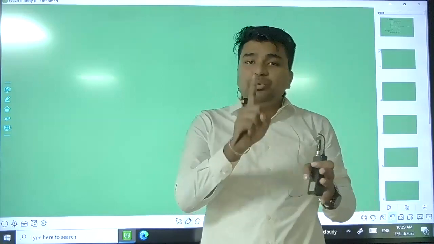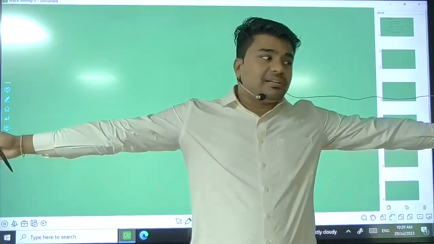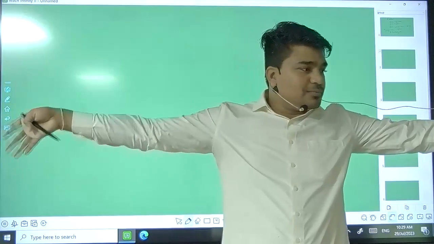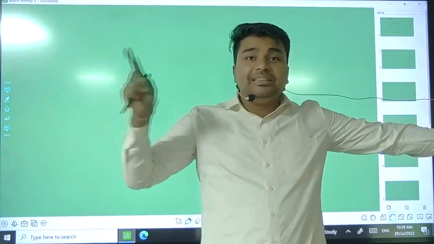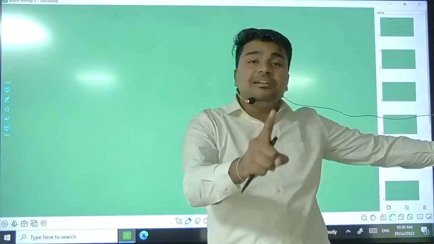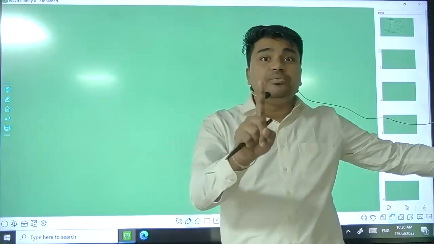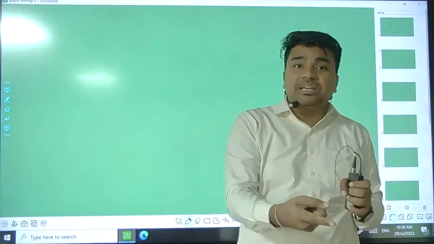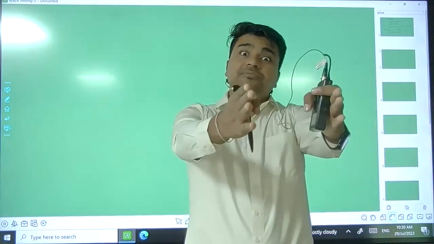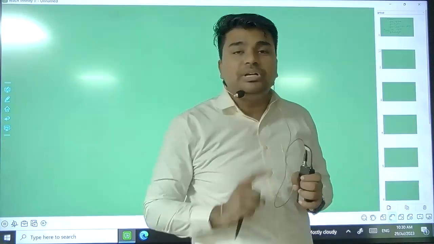But suppose that the 2 Newton and 3 Newton forces act like this. This is the 2 Newton force, this is the 3 Newton force. What will happen? In this case, the resultant force is only 1 Newton. It means the resultant force is reduced to 1 Newton. In the first case, the resultant force is 5 Newton, but in this case, it is only 1 Newton.